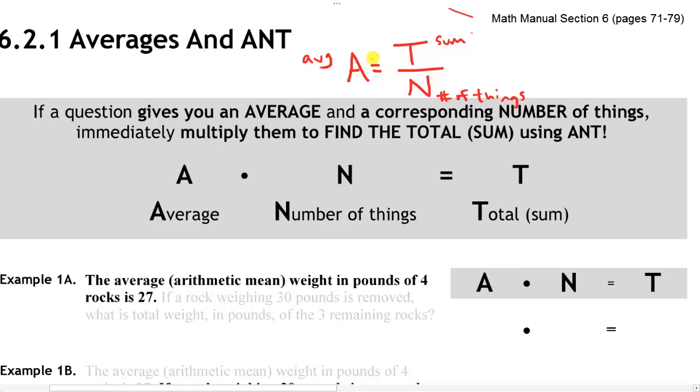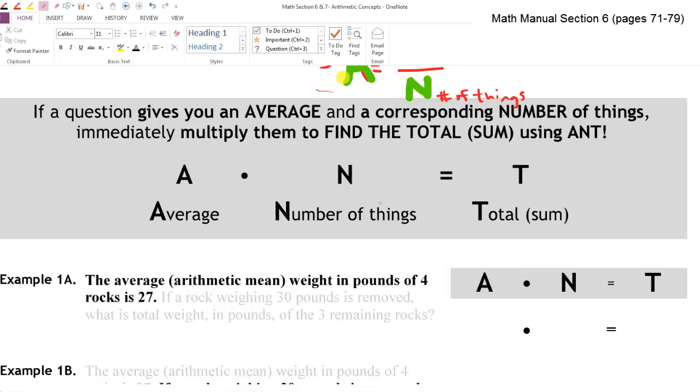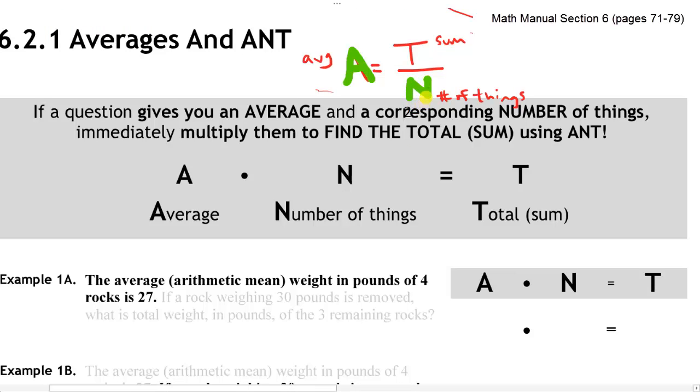On the SAT, very frequently, let me go ahead and do this in a different color. So on the SAT, usually, oh wow, that's a big line there. Usually these two things, the average and the number of things, will be given, and what you will need to find, the missing piece, the unknown piece, will be this total here.